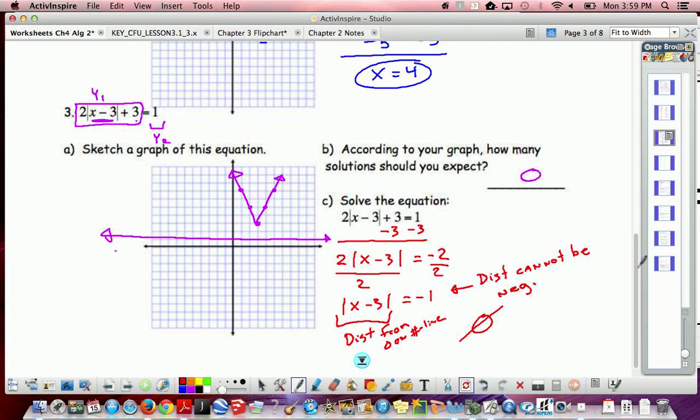That ends your page 1. You can go ahead and turn to the back side.